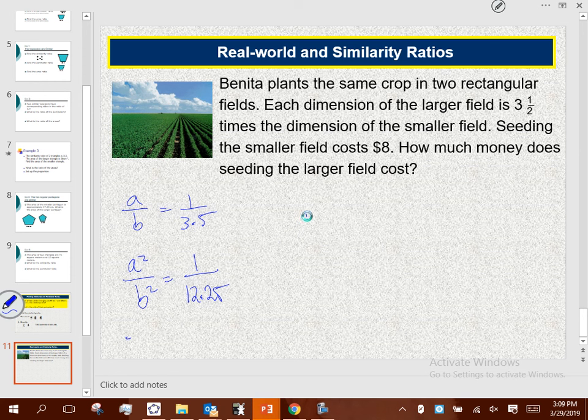Now it says the cost of seeding this first field, the smaller field, was $8, right? You see how that link between the numerators was that it was information from the smaller field, right? I want to know what it costs to seed the larger field. Can I cross multiply those? I get 1x is equal to $98 if you cross multiply that. And that tells me now it costs me $98 to seed the larger field.